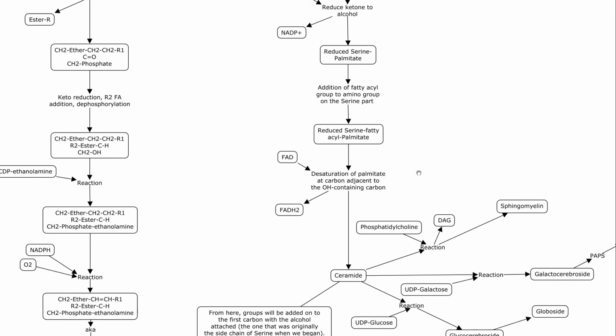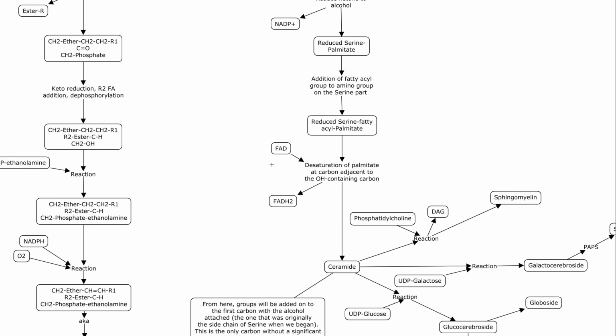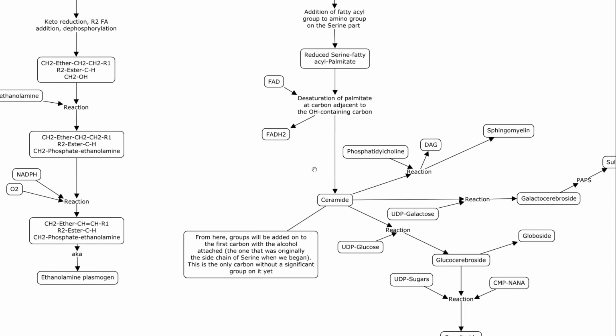So we're going to use FAD. We're going to oxidize our substrate, going to desaturate the palmitate. So we're going to be able to get a double bond in there at the carbon adjacent to the OH-containing carbon. And that's, remember, the carbon that's going to be attached to your side chain, because that's what's got, or no, the ketone from your palmitate. And what that is going to do is give you ceramide.